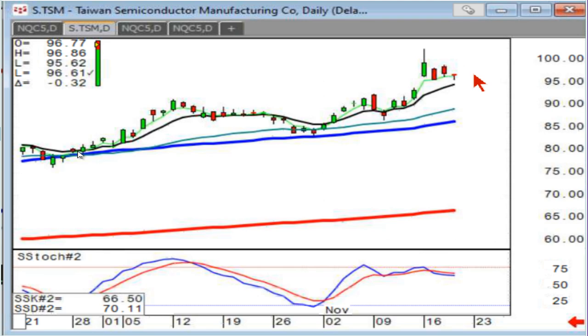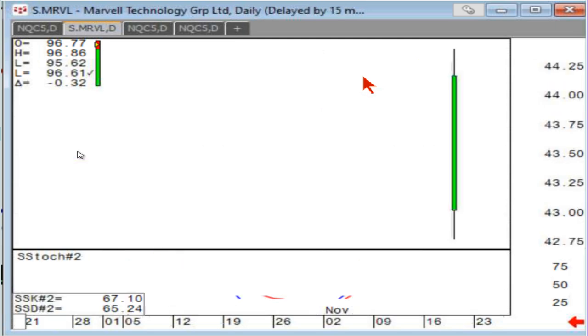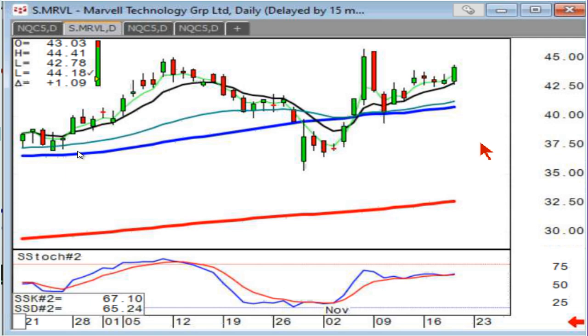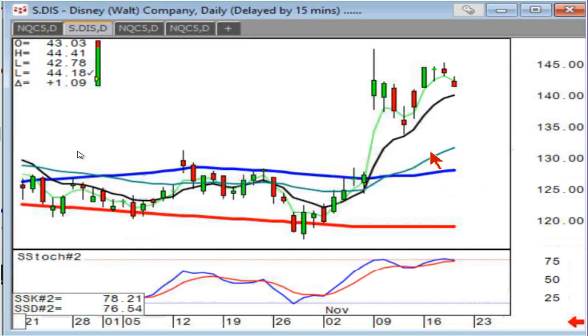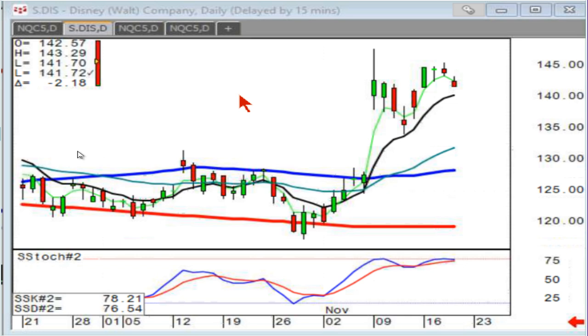Taiwan, this one you just stay long as long as it stays above the T-line. Marvell, you just stay long as this stays above the T-line. Disney didn't have anything real extravagant. Wouldn't be trading Disney. That's just not a great chart. Worst case, if you're holding it long term, you stay long as it stays up above the T-line.